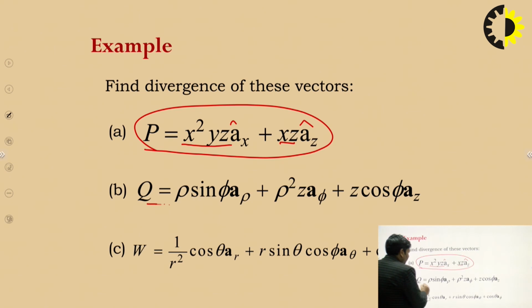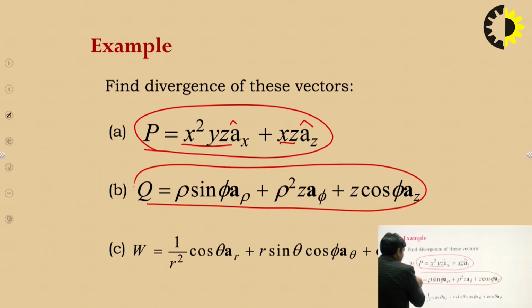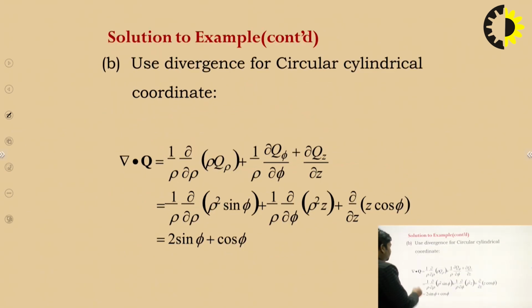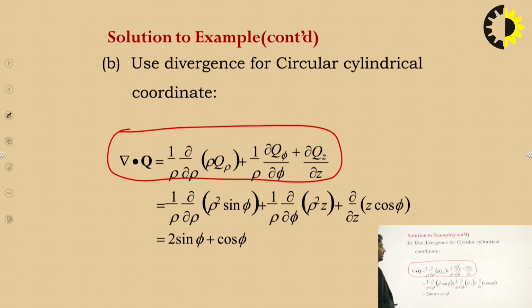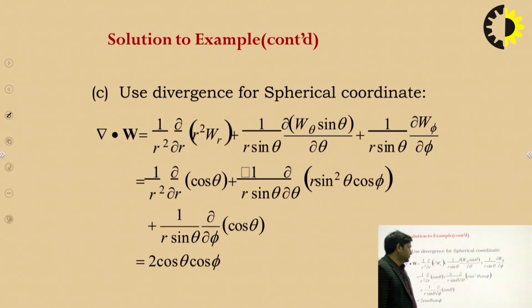By using a formula, we can also calculate the divergence of that particular vector in a cylindrical coordinate system. Remember the formula to calculate the divergence in the cylindrical coordinate system: 1 by rho del over del rho of (rho Q rho), plus 1 by rho del Q phi upon del phi, plus del Qz upon del z, where Q is the vector field. So we easily calculate, and you have to just solve this question. This is a very important question to find the divergence of any vector.